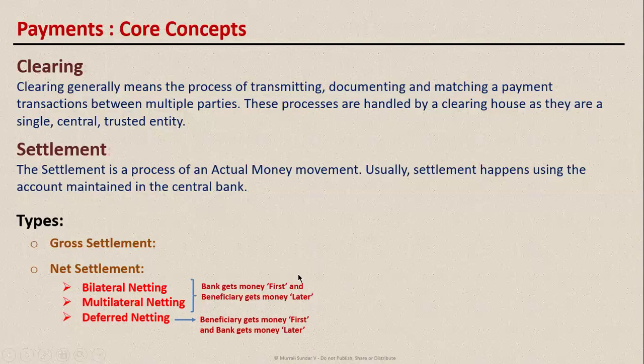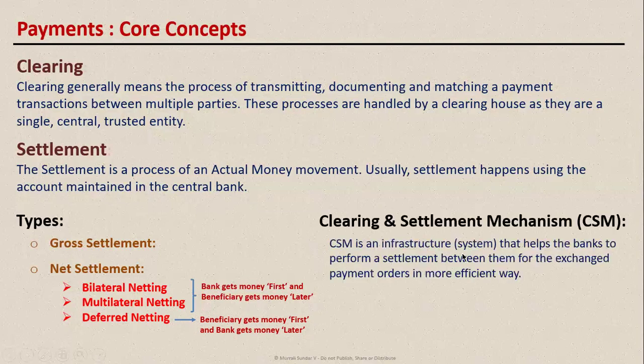To perform this clearing and calculate all the obligations of the final amount, we have one system that is called the clearing and settlement mechanism. In short, we call it CSM. That CSM will sit in the middle of the sender bank and receiver bank, and both the sender bank and receiver bank are connected to the CSM only. They are not directly connected. If they are directly connected, then they will be using bilateral netting.